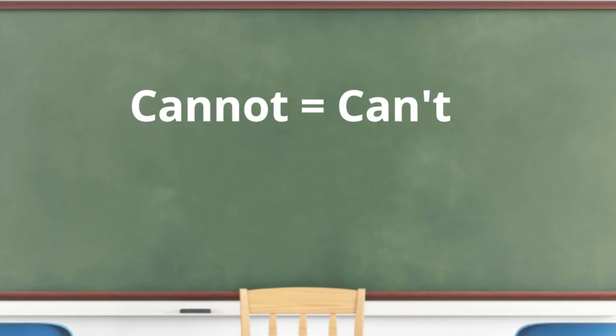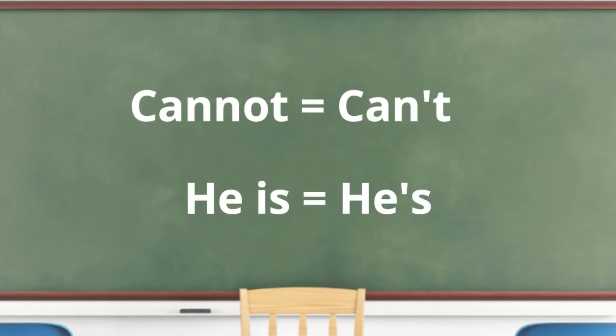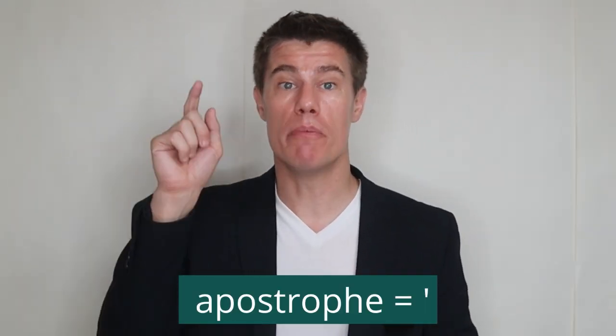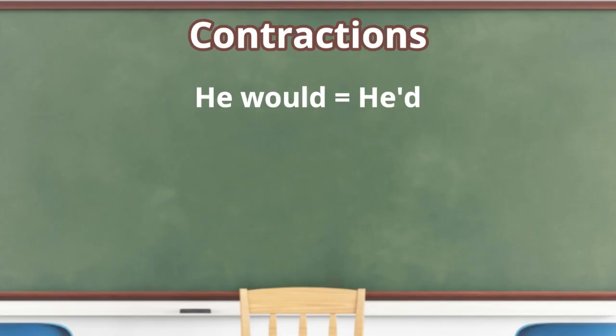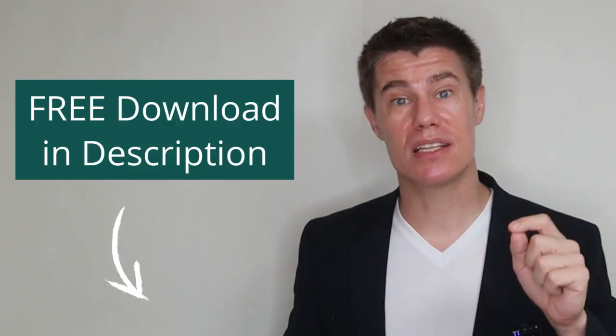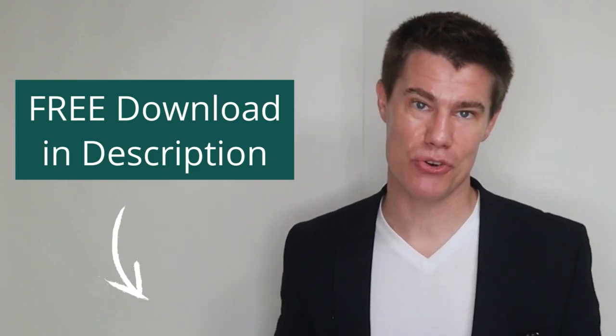Contractions. In the English language, contractions are the shortened form of a word, cannot, can't, or a group of words, he is, he's, that omit certain letters or sounds. These missing letters are indicated with an apostrophe. Some of the most common ones in the English language include the following: he would, he'd, I have, I've, they are, they're, cannot, can't. I put this PDF with a list of common contractions in the description below.